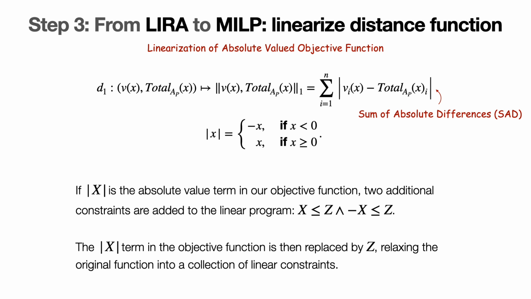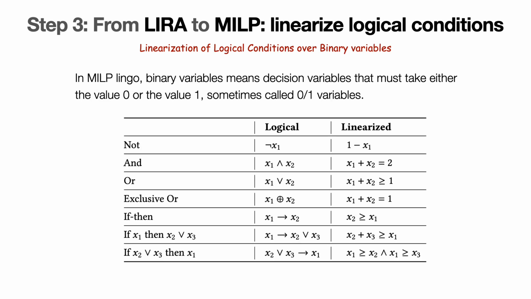But we use a technique to encode the ABS-based objective function in such a way that an equivalent feasible solution can be described by splitting the constraints into two, relaxing the original function into a collection of linear constraints. The logical conditions on binary variables can also be linearized. For instance, not of a variable x can be encoded as 1 minus x, or x1 or x2 can be encoded as their summation, which should be greater than or equal to 1, and so on.